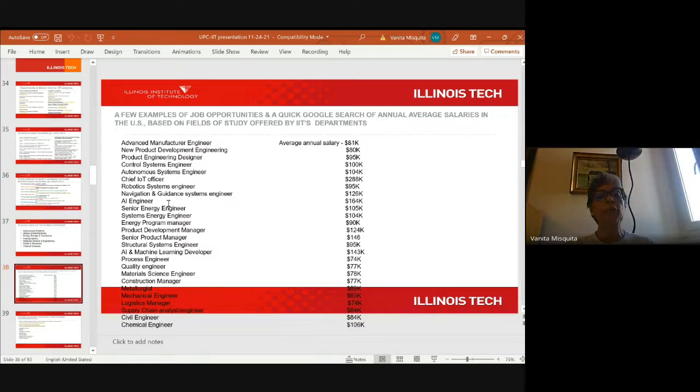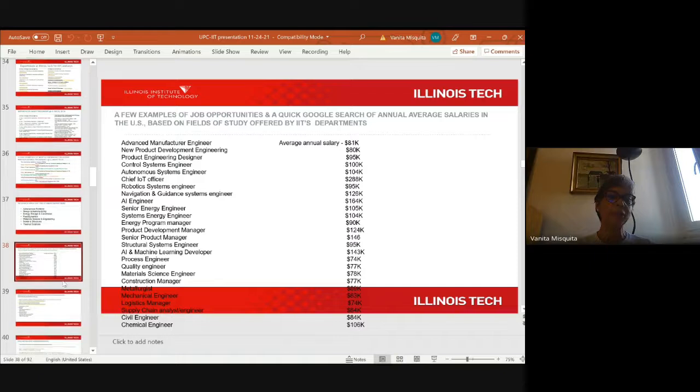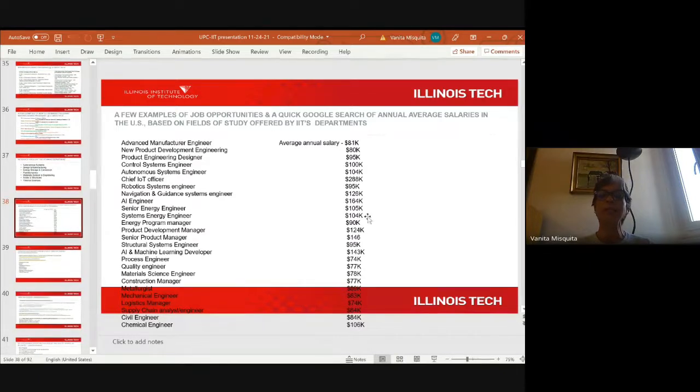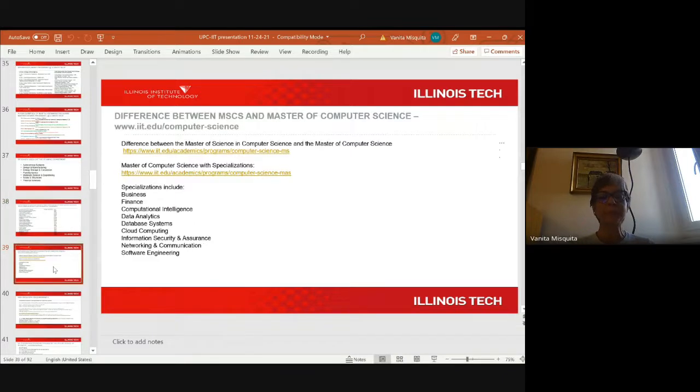If you want to become a control systems engineer, the average salary is $100,000. Mechanical engineer, it's about $89,000. Civil engineer, about $84,000. Chemical engineer, $106,000, and so on. So again, just to give you an idea of the salaries in the United States, not a scientific approach, but more just to get an idea.